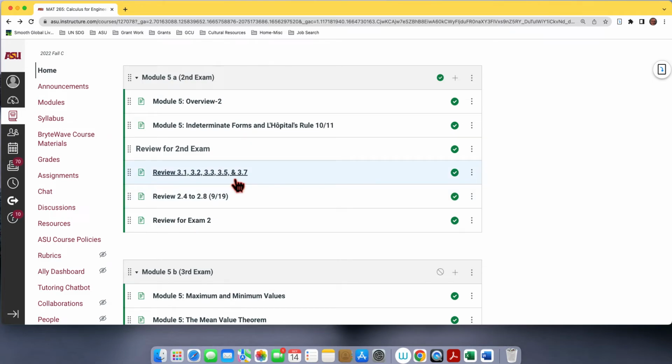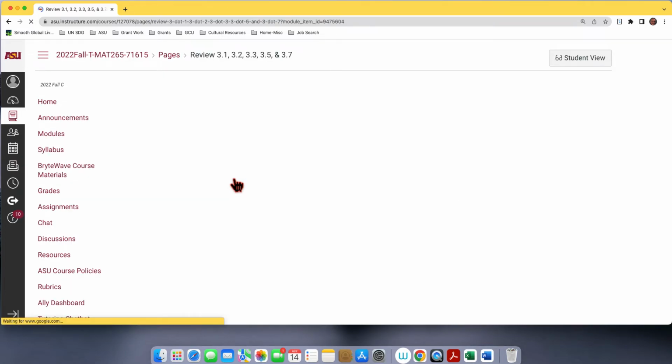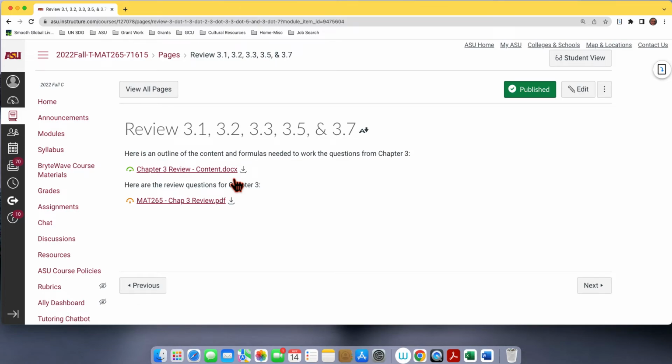So what we'll do is focus on the review for most of Chapter 3. We're not doing 3.4 or 3.6 because we didn't cover those. There is a document which I'm going to use, a Word document instead of a PowerPoint, because it's a little easier to work through, so we can work through some problems together. So there's a content review, and then there's just the Chapter 3 portion of the Exam 2 review.